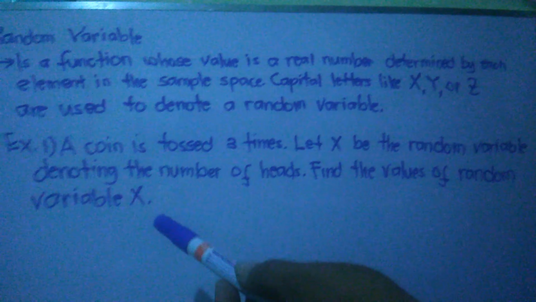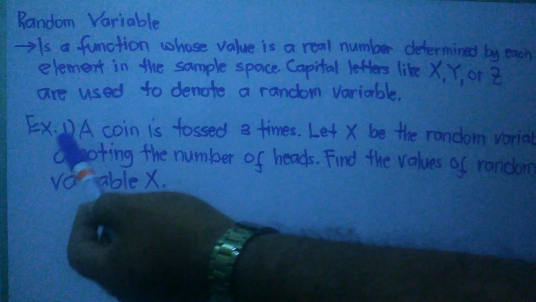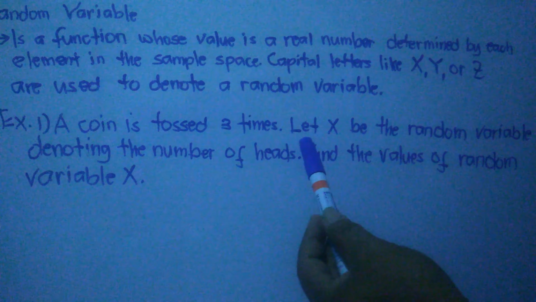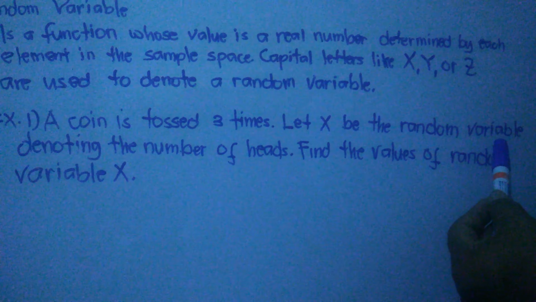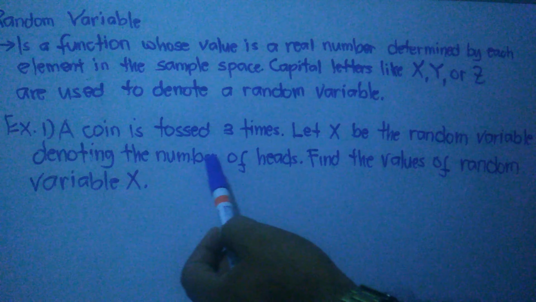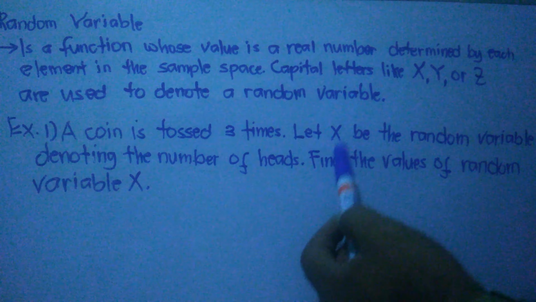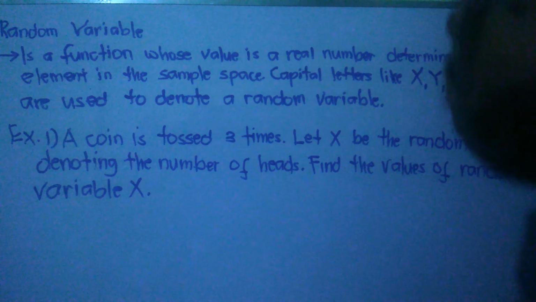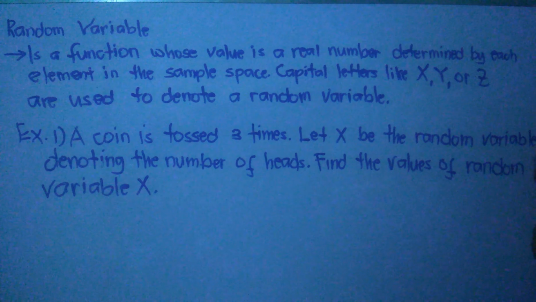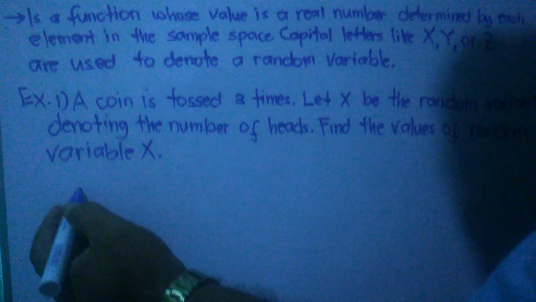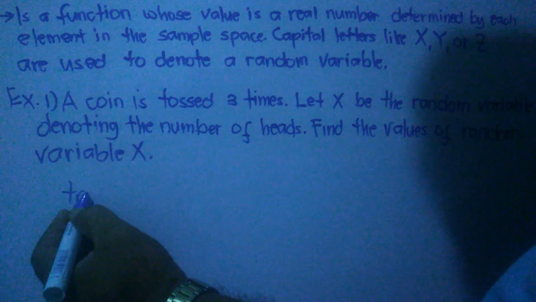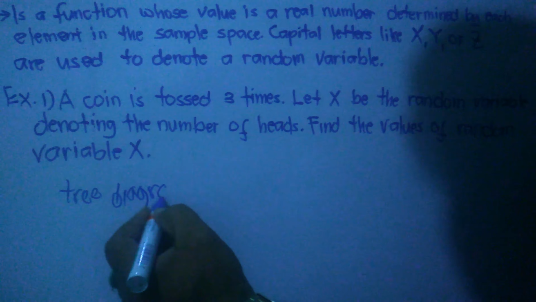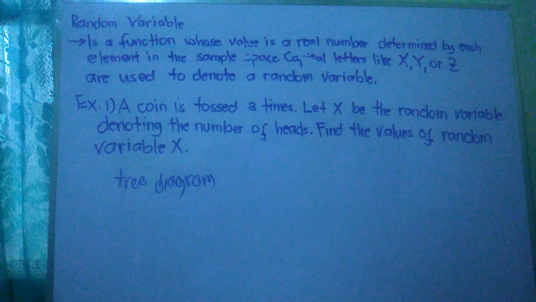Okay, example. A coin is tossed three times. Let X be the random variable denoting the number of heads. Find the value of the random variable X. We use a tree diagram to identify the values of the random variable. This is the tree diagram.